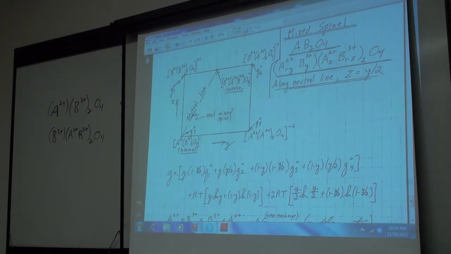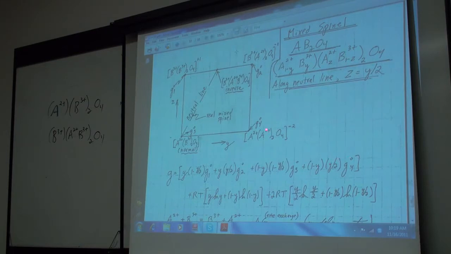I think I may have the numbers wrong here. yz times G naught 2, that's okay. This is yz, y times z times G naught 2, y times 1 minus z, it should be G naught 4, shouldn't it? 1 minus y times 1 minus z for G naught 3, that's okay. And 1 minus y times z for G naught 4. Oh, that's backwards.